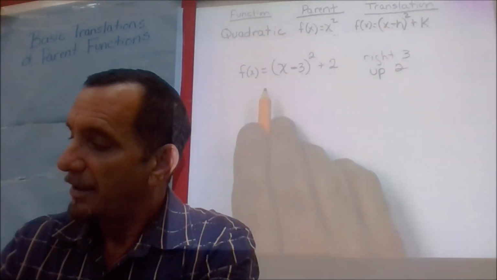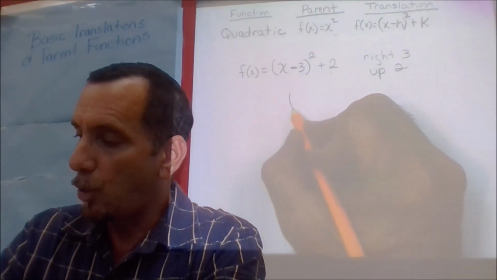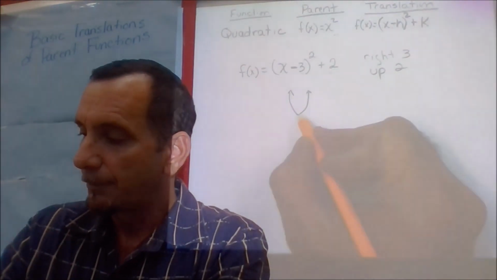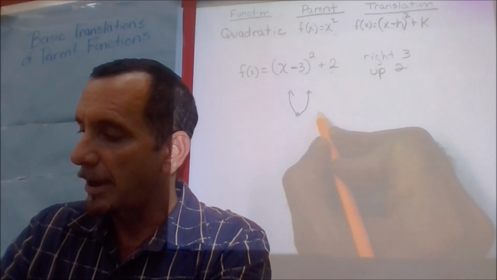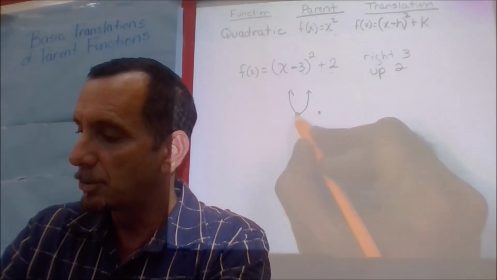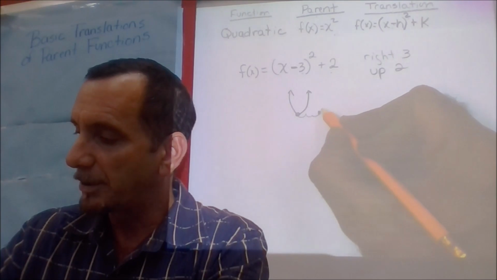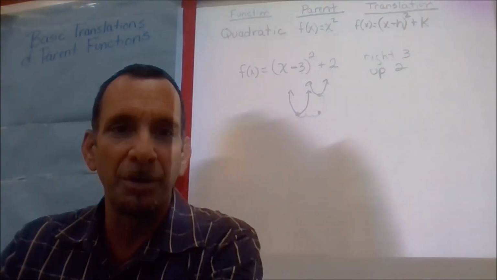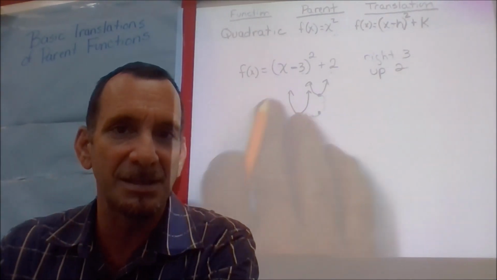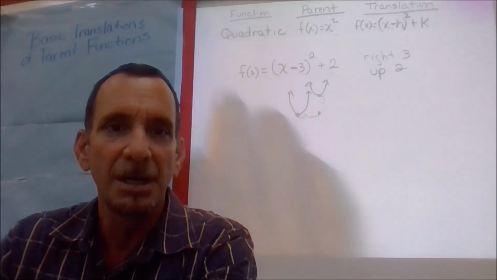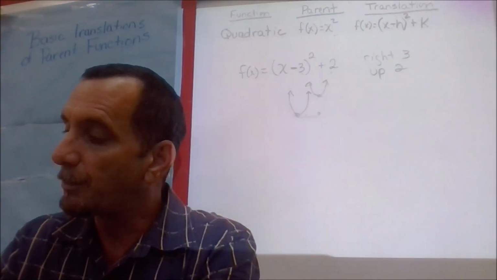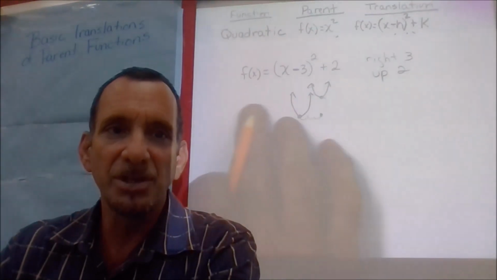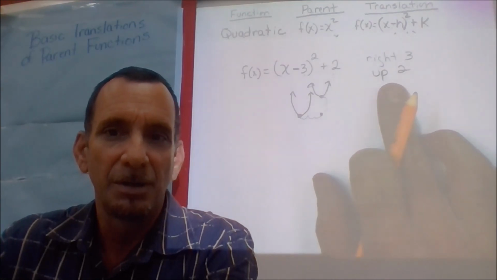That means from the parent quadratic function, this function will shift all of its points right 3 units, 1, 2, 3, and up 2 units, and the new translation or the movement of that parabola, because it's a quadratic function, will be right 3 and up 2. So we're going to use that for all of these functions, and we're just going to describe where it's going.